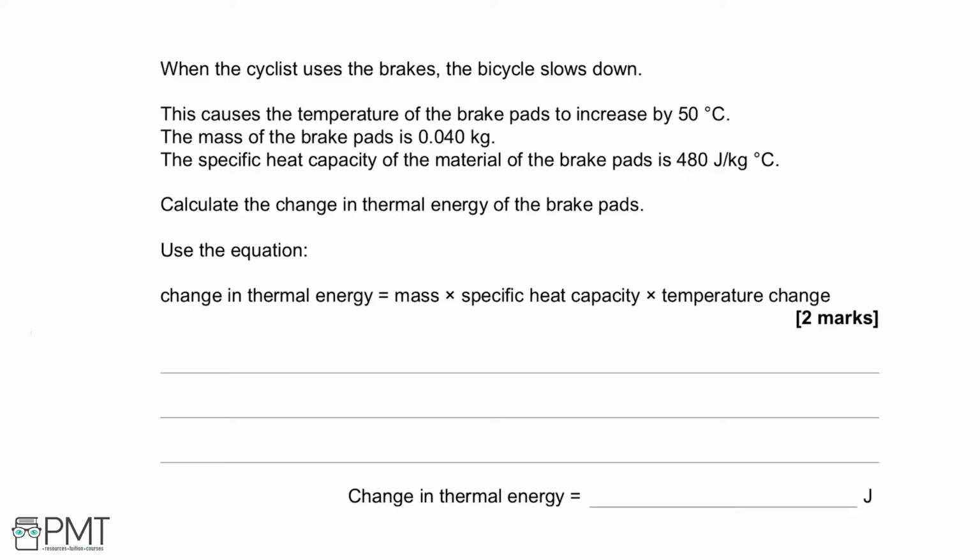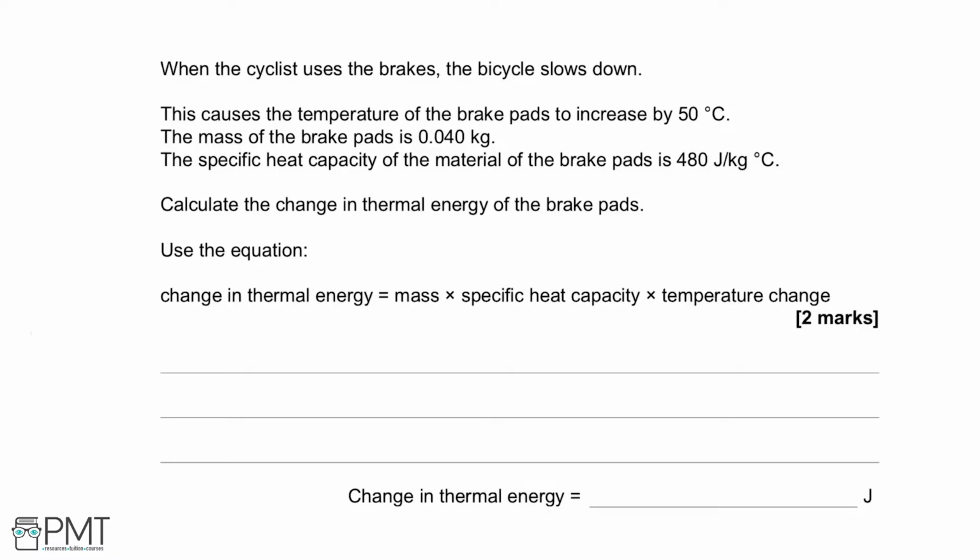The third part of this question gives us a lot of information which could seem quite daunting, but don't worry, we're going to read through it and then figure out what things we need to sub in, because we're given an equation. When the cyclist uses the brakes, the bicycle slows down. This causes the temperature of the brake pads to increase by 50 degrees Celsius. The mass of the brake pads is 0.040 kilograms, and the specific heat capacity of the material of the brake pads is 480 joules per kilogram degrees Celsius. Calculate the change in thermal energy of the brake pads and use the equation change in thermal energy equals mass times specific heat capacity times temperature change.